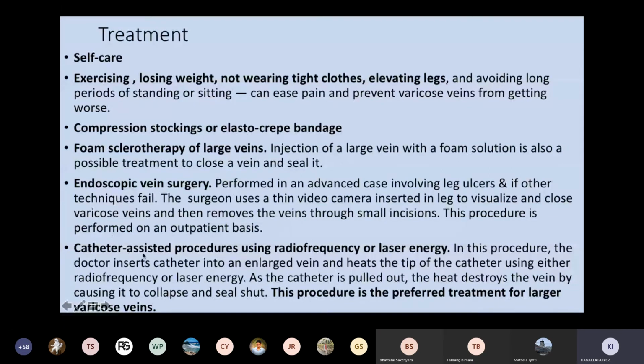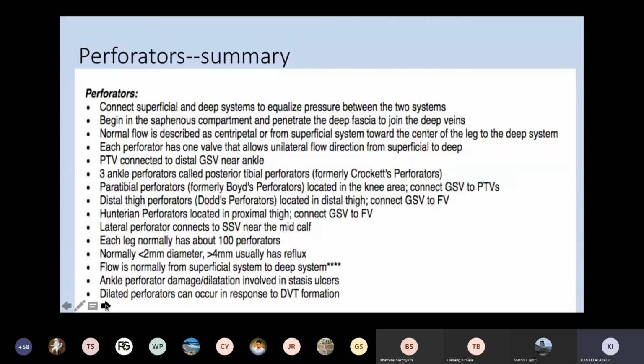Another one is catheter-assisted procedures using radio frequency or laser energy to warm up the veins. What you do is introduce a catheter in the enlarged vein and heat the tip through laser energy or radio frequency, and as the catheter is pulled out, the heat will destroy or collapse the vein and seal it shut. This is a preferred procedure for large veins. That is how it is used. Right then. So you know the treatment, surgical and non-surgical, and you also know how to diagnose the condition.